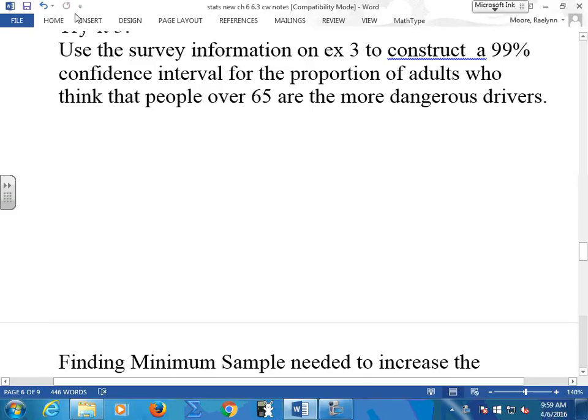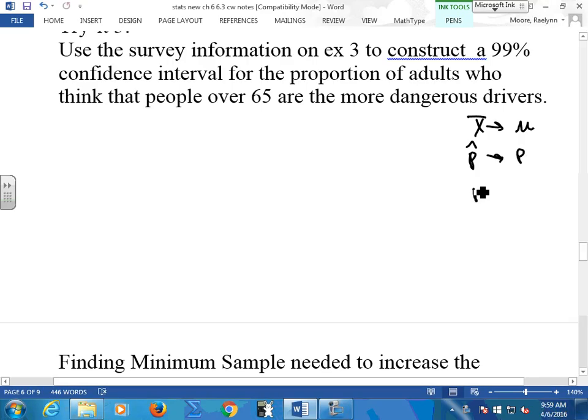Taylor and Kate, what we did was, we've been looking at 6.3. It's using proportions instead of a mean. So we changed your population parameter. Instead of doing a sample mean to estimate a population mean, we're doing a sample proportion to estimate a population proportion. This little thing here is called p-hat.